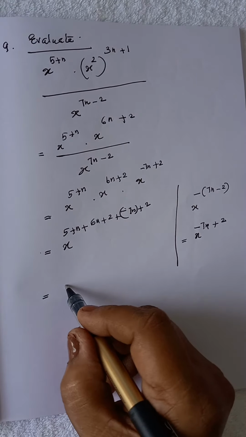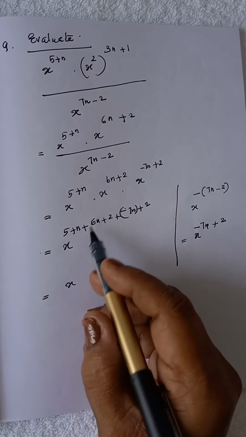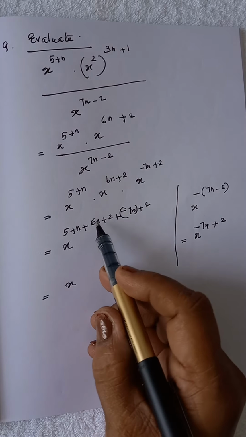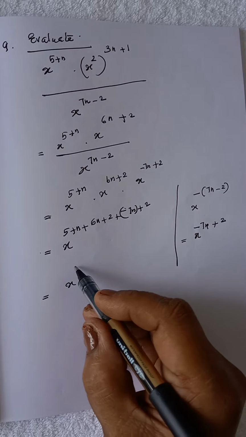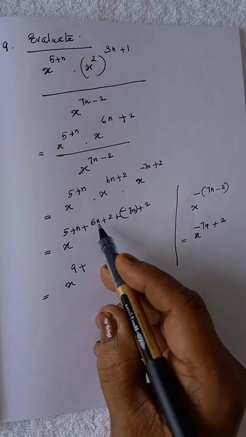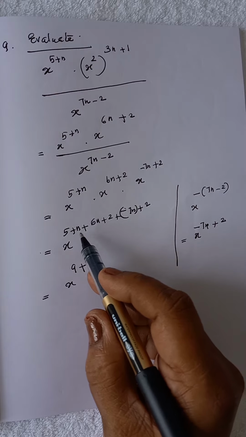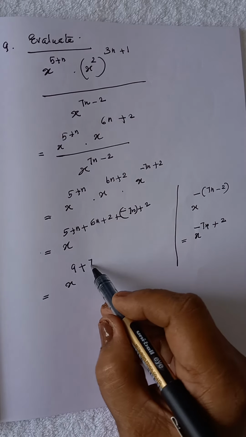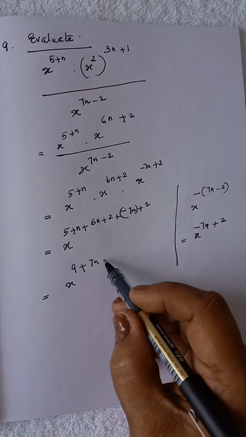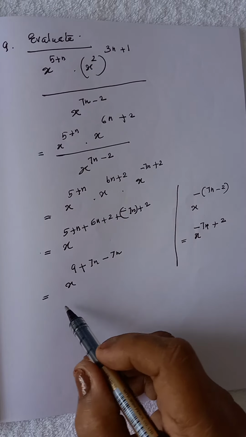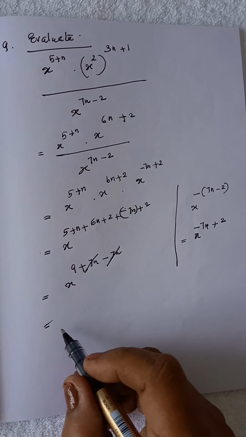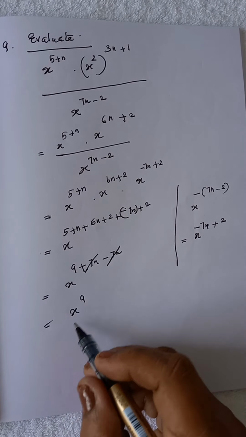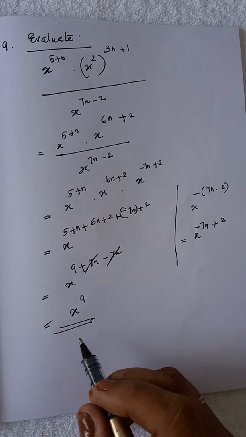This is equal to x raised to this 5 plus 2, 7. 7 plus 2, 9. 9 plus this 6n plus n, that is 7n. Then plus into minus is minus 7n. That is equal to 7n and minus 7n cancel. That is equal to x raised to 9. So that is the answer.